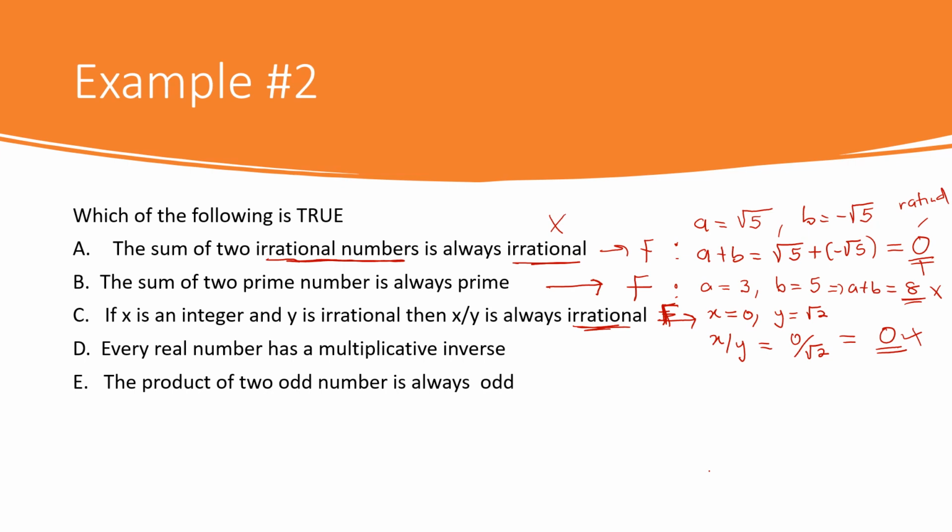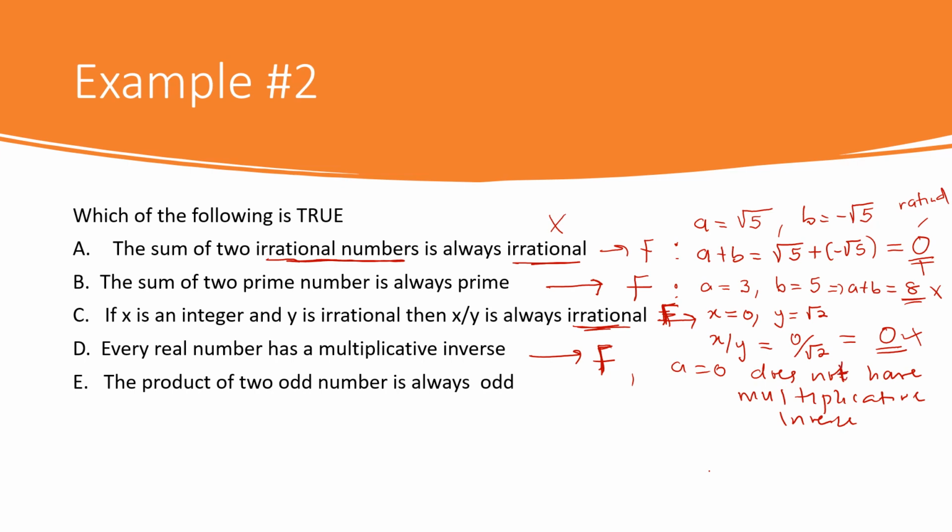Now, D: every real number has a multiplicative inverse. This is also false. We said it already. False, because a equals 0 does not have a multiplicative inverse.